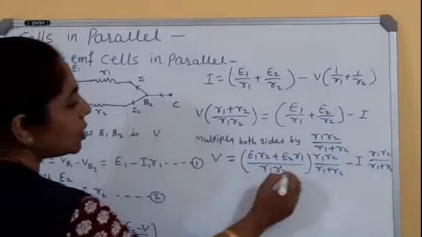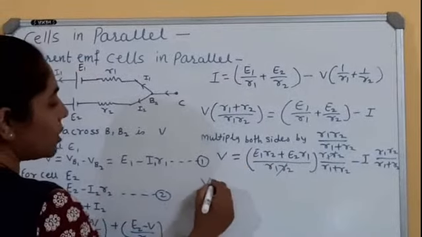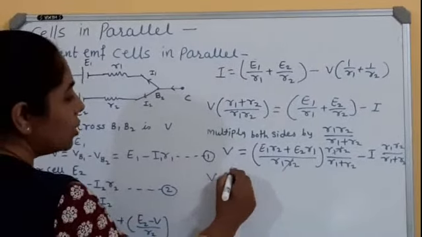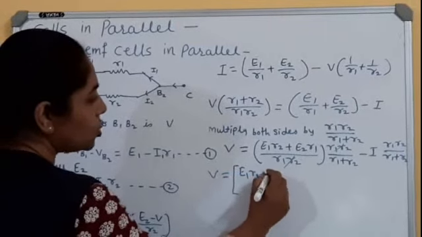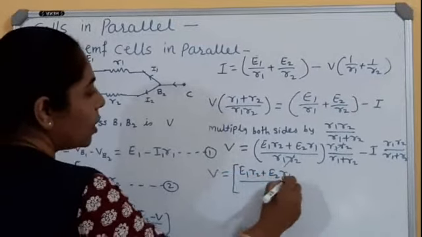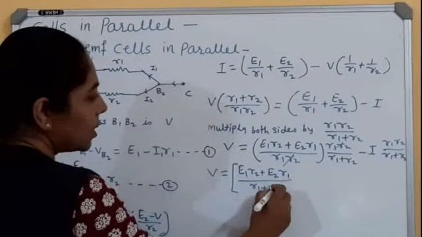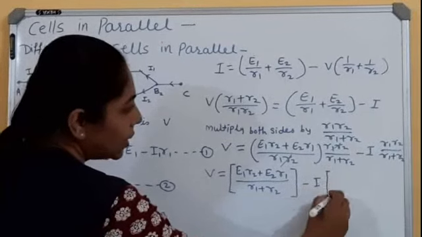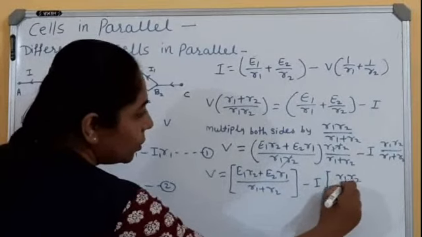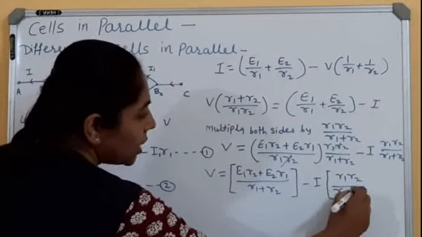Now see, these two terms will get cancelled. Now arrange your equation. So it is V is equal to, first bracket is E1 R2 plus E2 R1 upon R1 plus R2, minus I, and here it is R1 R2 upon R1 plus R2.